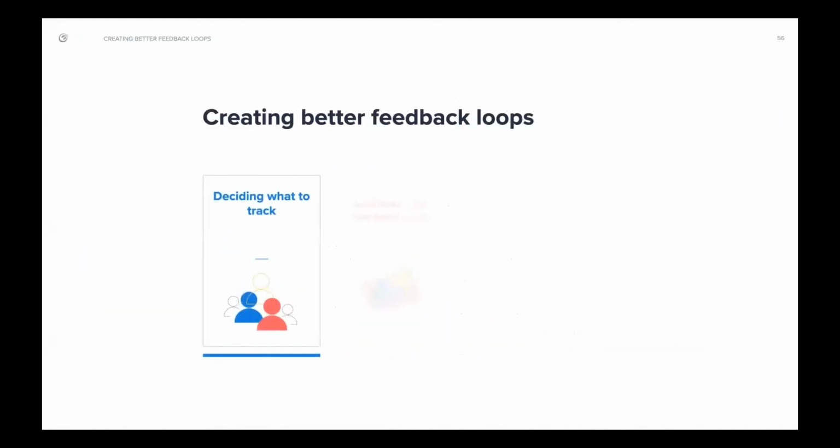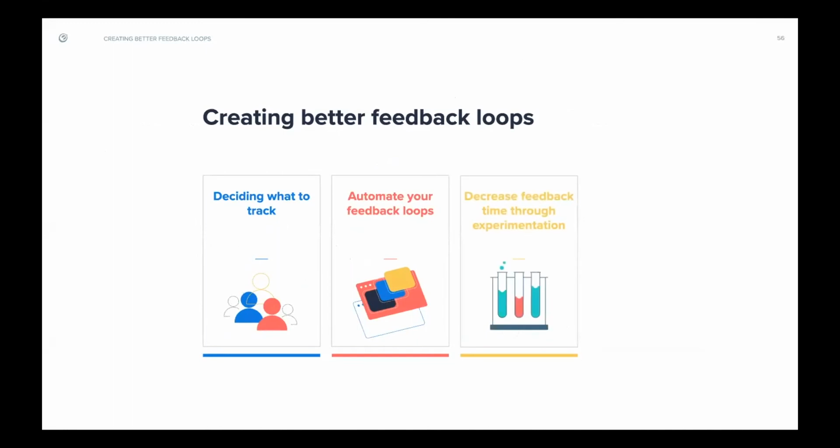So finally, I've covered both deciding what to track and automating your feedback loops. Now let's talk about some additional examples of decreasing feedback loop time through some experimentation.